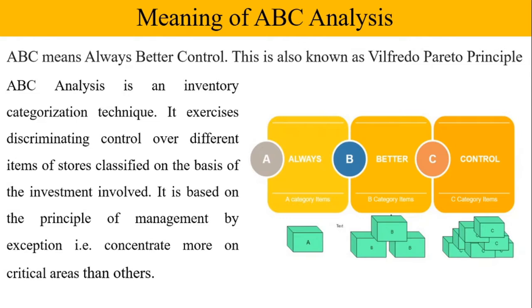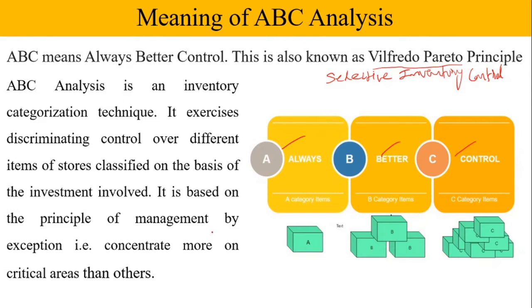Meaning of ABC analysis. This ABC analysis is popularly known as Always Better Control, and it is also known as the Vilfredo Pareto principle and also called the selective inventory control technique. Generally it has these 3 popular names: selective inventory control technique, Always Better Control, and Pareto.